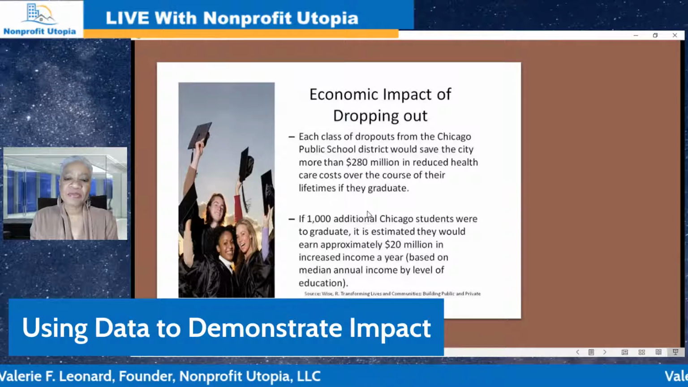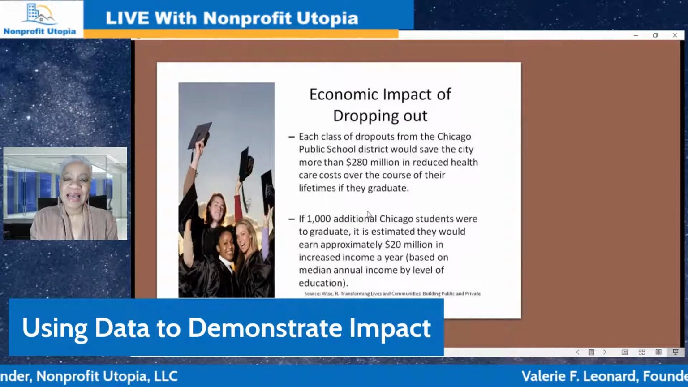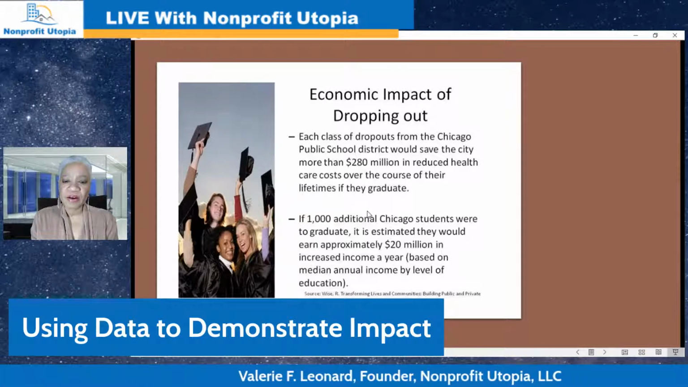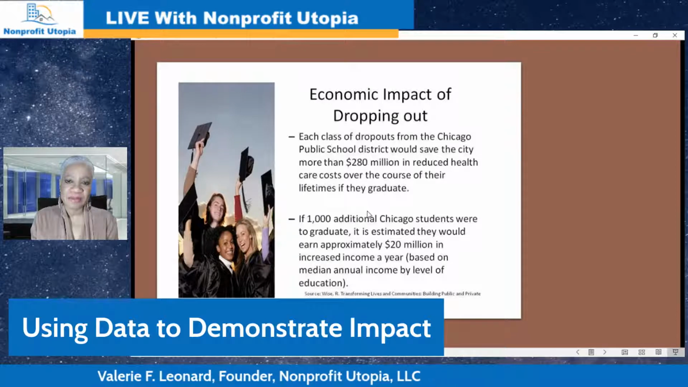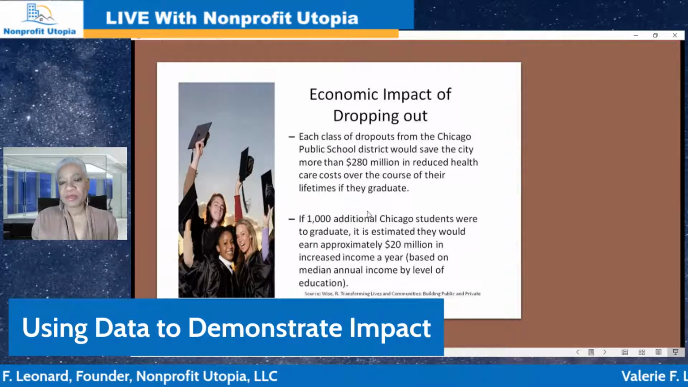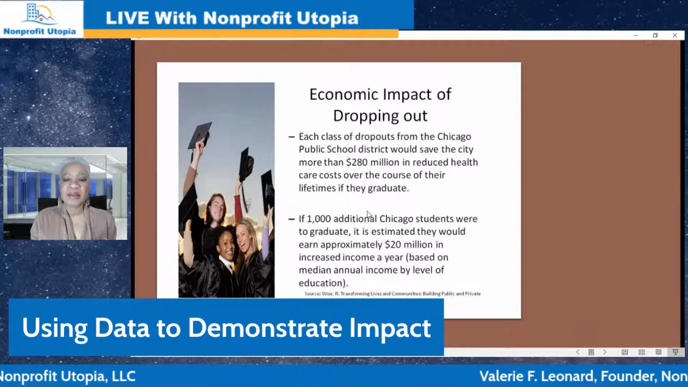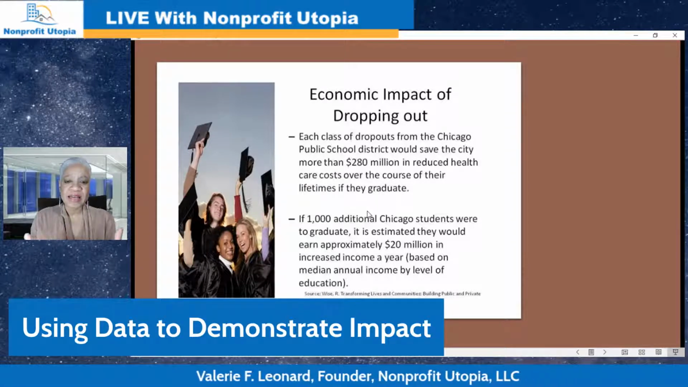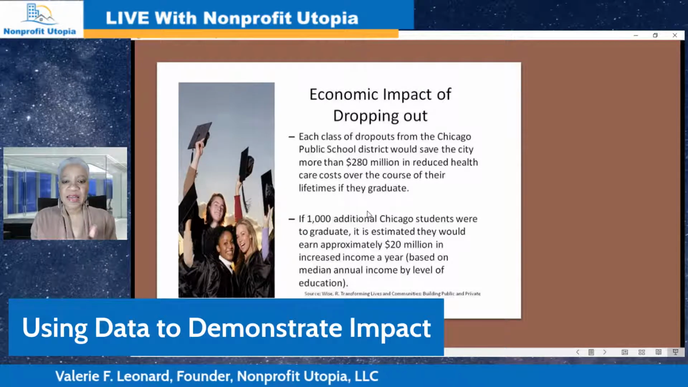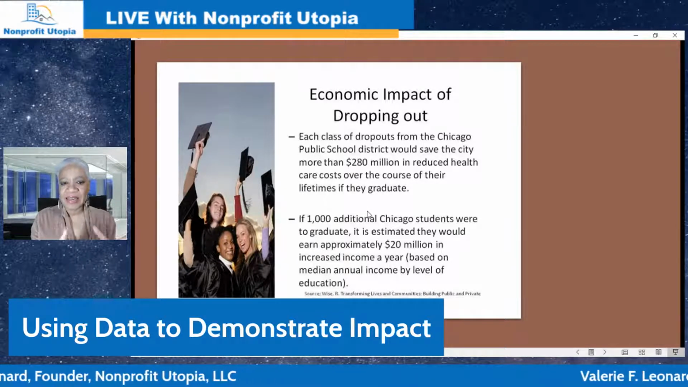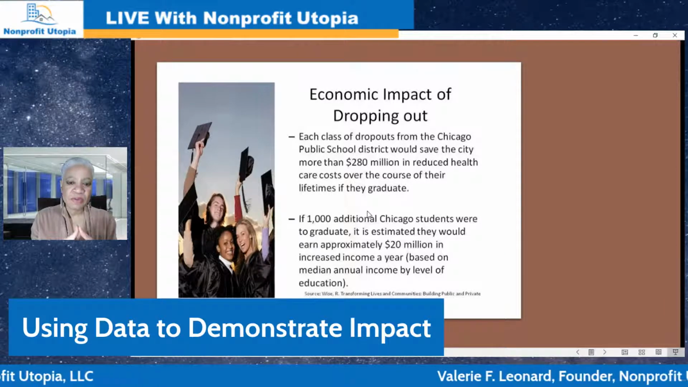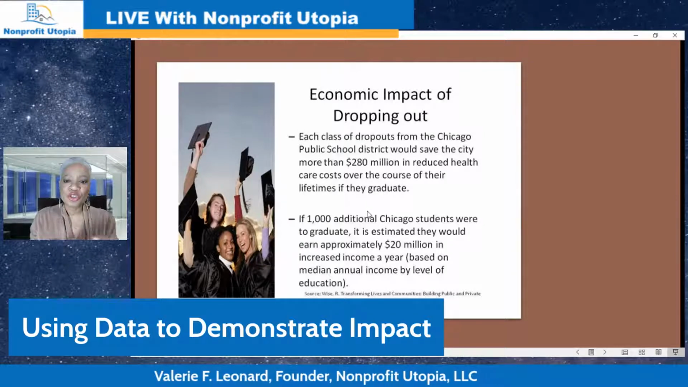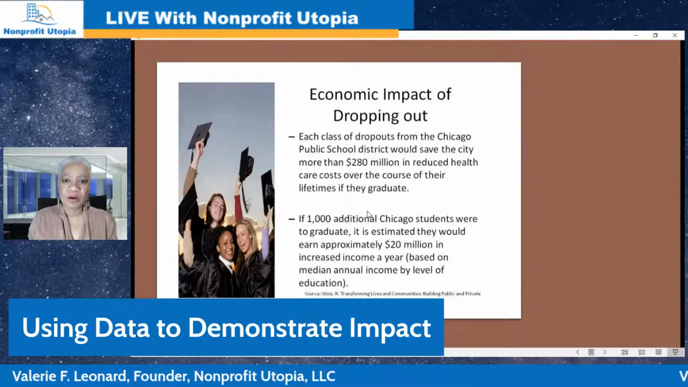Each class of dropouts from the Chicago Public School District would save the city more than $280 million in reduced health care costs over the course of their lifetimes. So apparently there's a relationship between educational attainment and healthcare status. So he's saying that if you look at the healthcare status and the associated costs of taking care of people who tend to be more sick, there's a difference of $280 million just for this group of people who dropped out.